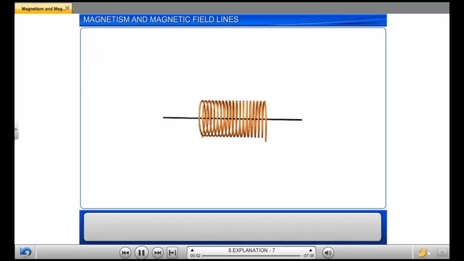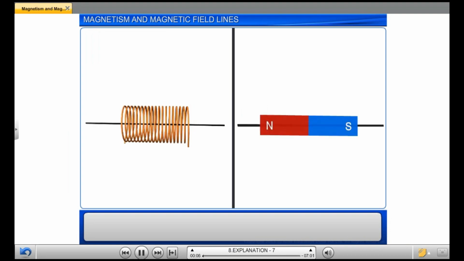To make it more clear that the field due to a solenoid is similar to that of a bar magnet, we calculate the magnetic field induction B at a distant point on the axis of the solenoid and compare it with the magnetic field induction at a point on the axial line of a bar magnet.